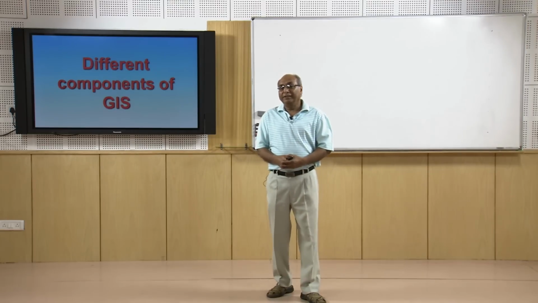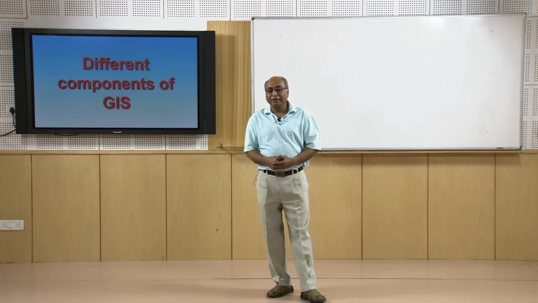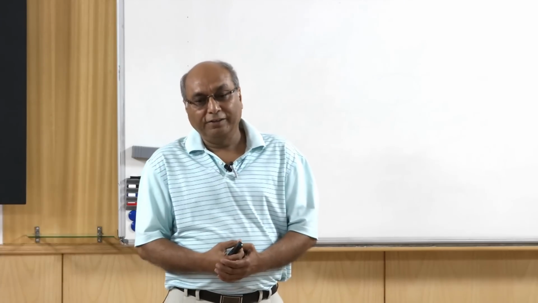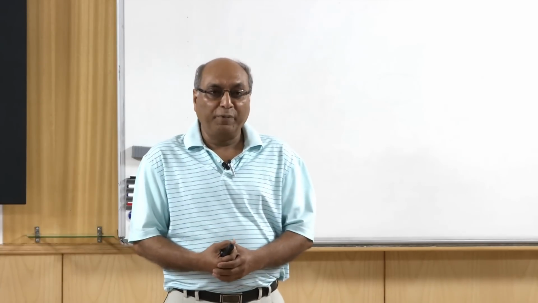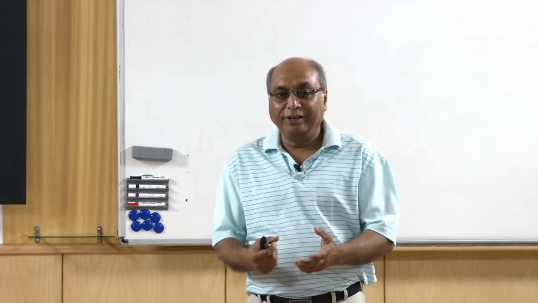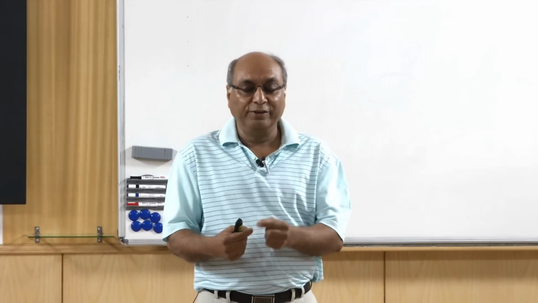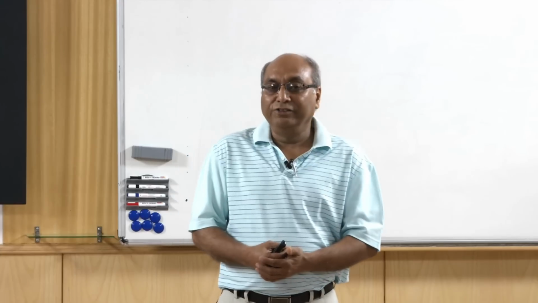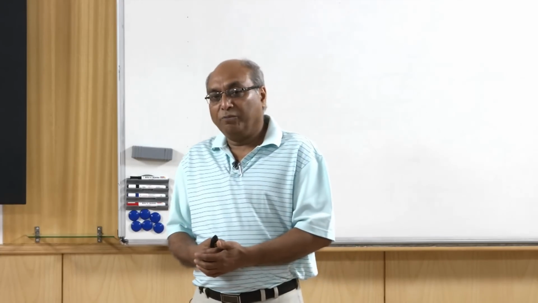Hello everyone, this is the second lecture, in continuation of the previous lecture in which I introduced an overview of what GIS is. As you know, every system has different components. So if you take the example of a pencil, it has two major components: one is graphite, and the other is wood. Similarly, in GIS, we have different components.